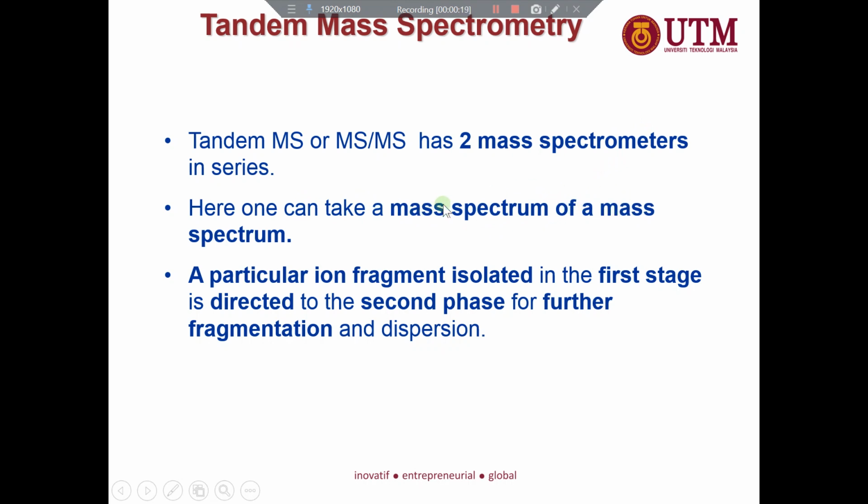Okay, from the first mass spectrum, you find your precursor ion, and from that precursor ion you produce a second mass spectrum. A particular ion fragment isolated in the first stage is directed to the second phase for further fragmentation. From the first ionization, you already have your ion fragments, and you look at which is the most unique, meaning the most abundant. If you compare with other molecules, then you commit it to the second stage for further fragmentation and also dispersion. It means you try to do the mass separation.